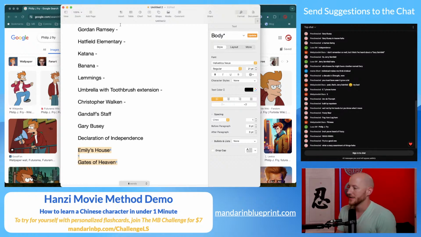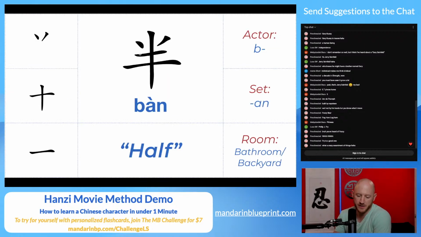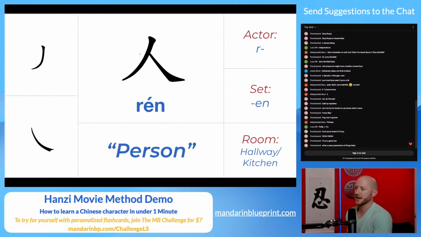Like Poncheezy said here, what a strange assortment. But guess what? We're going to learn some stuff with this crazy assortment. All right, so let's move on to the next character. Well, give me a second here.